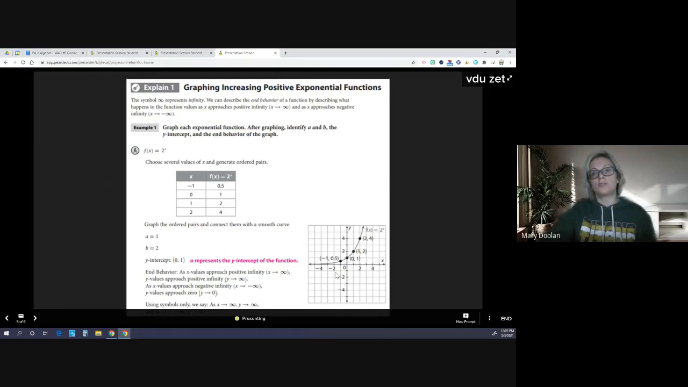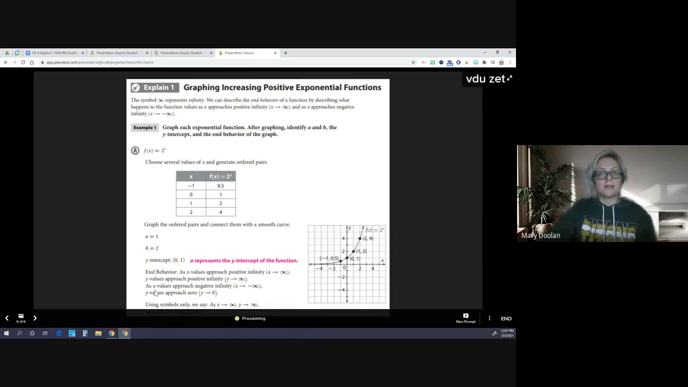Okay, what does this graph do as it continues on to infinity, to the left and to the right? So as x values approach positive infinity, as x approaches positive infinity. Okay, so as we go this way along the x-axis, what's happening to our graph? The y values approach positive infinity too. They continue to move up towards positive infinity.